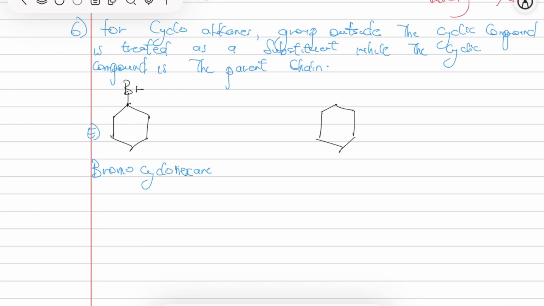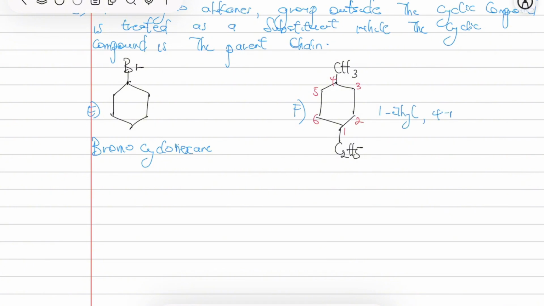For compound F, the parent chain is still the cyclohexane, but the question there is, do we start numbering from the methyl group or from the ethyl group? Here, ethyl has a higher carbon count than methyl. Therefore, in numbering the compound, the position of the ethyl group should take primacy over the methyl group. Therefore, the correct name of this compound F is 1-ethyl because the ethyl group is in position 1, 4-methyl because the methyl substituent is in position 4 of the parent chain. Then the main compound is the cyclohexane.